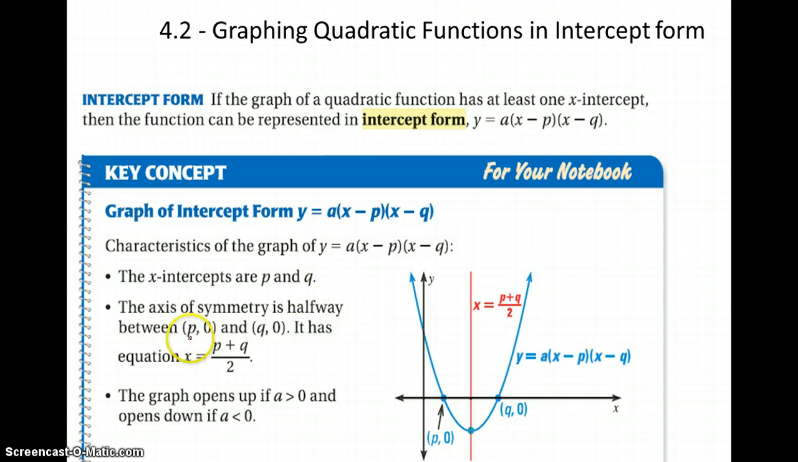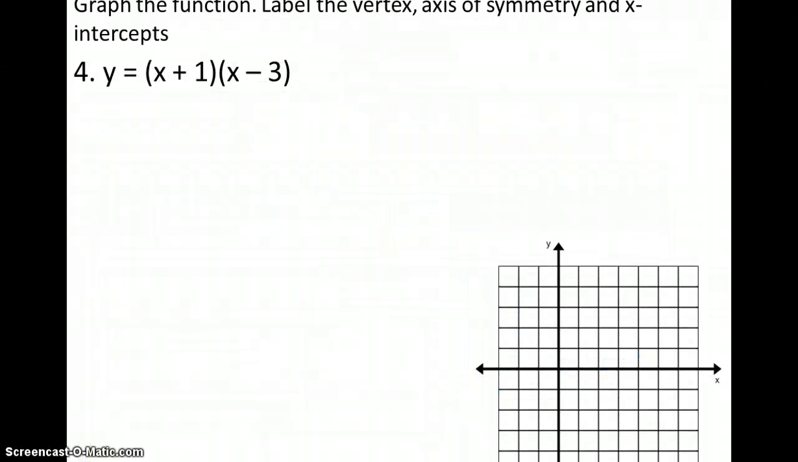We will always write these as coordinates, so p comma 0 and q comma 0. And the axis of symmetry, which is this line that still divides it in half, is going to be given by x equals p plus q over 2. So we have to do a little bit of work here, but not nearly as much work as we had to do when we did vertex form. And then the same thing with the a still applies. If a is positive, it opens up, and if a is negative, it will open down. So let's see this in action.